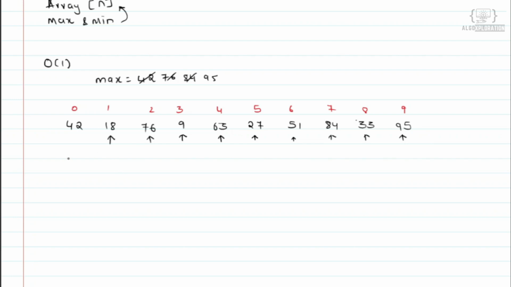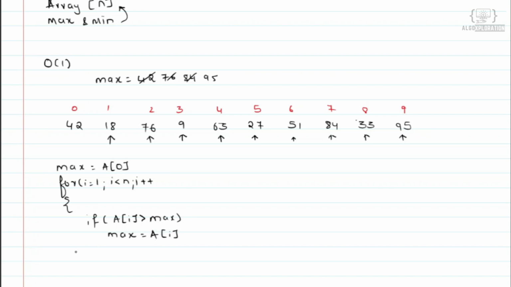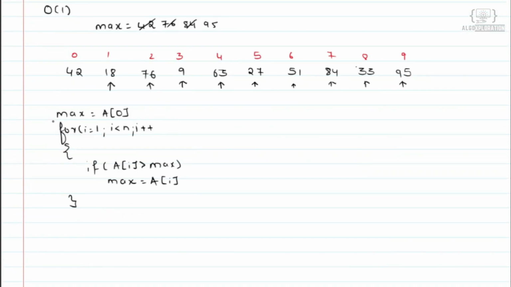So what will be the pseudocode? Here the max variable will be a of 0, and using a for loop starting with I equals 1 and going to n, I plus plus. If we find that a of I is greater than max, then we update the max. That's it. So the time complexity of this code snippet will be order of n.